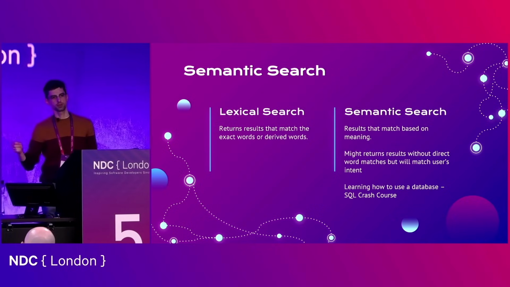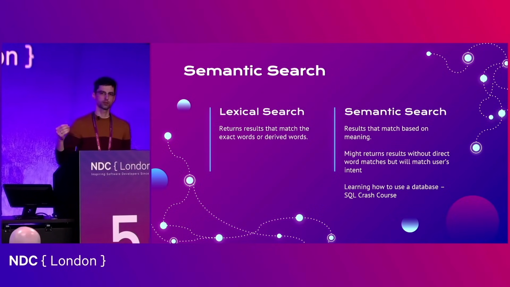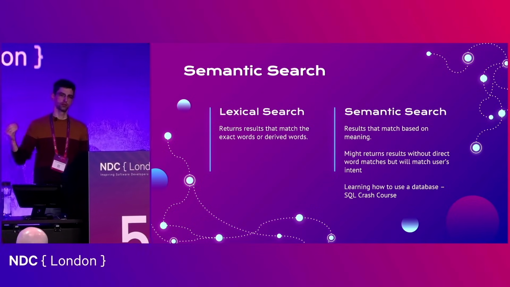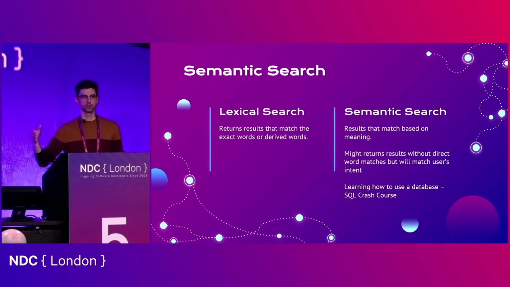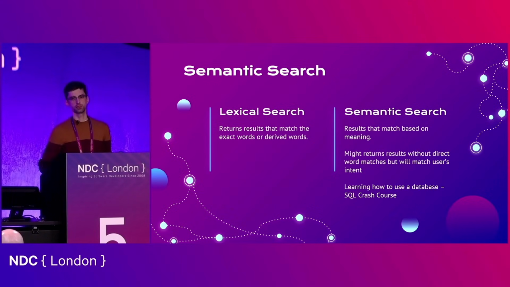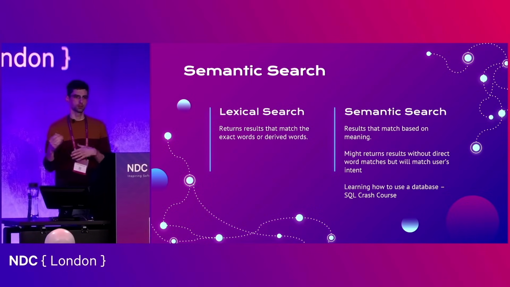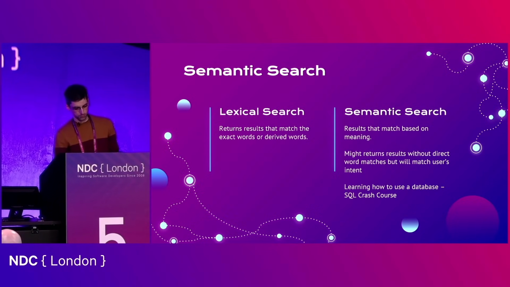So the examples may contain some different words, but the main idea is that it will match by the meaning of the keyword or the phrase that we are looking for. For example, if the user enters learning how to use a database, one of the results might be SQL crash course, because it matches on the meaning, even though it does not contain any of the words from the search phrase.